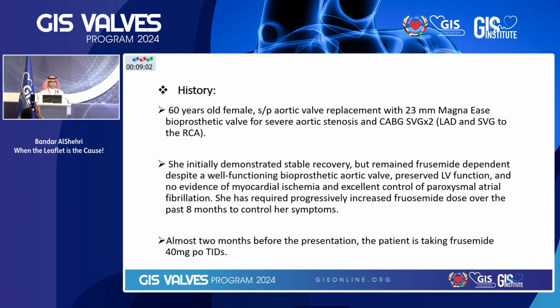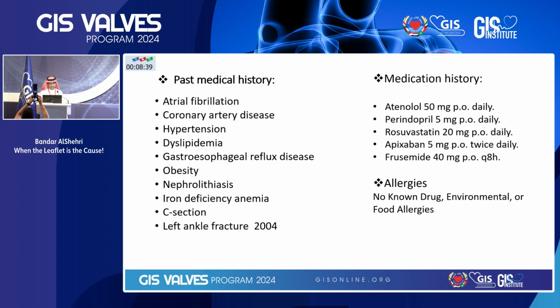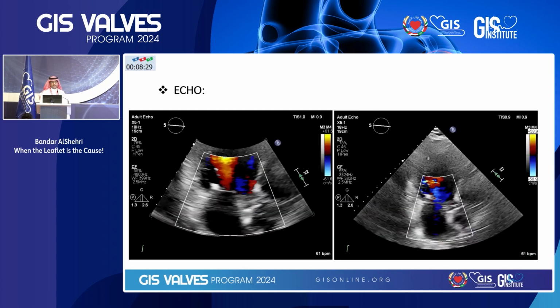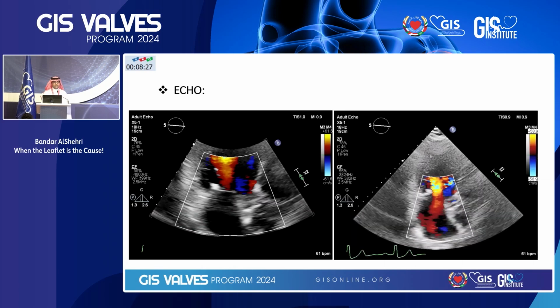She is status post aortic valve replacement, and with CABG x2 grafts to the LAD and the RCA. The patient demonstrated stable recovery, but after that she developed significant shortness of breath, required multiple furosemide doses, significantly increasing over the past 8 months, and for almost 2 months now she requires more than 40 milligrams of furosemide TID. This is her past medical history, medication, and allergy. Her physical examination was unremarkable. The coronary angiogram showed patent grafts, and this is her transthoracic echo.